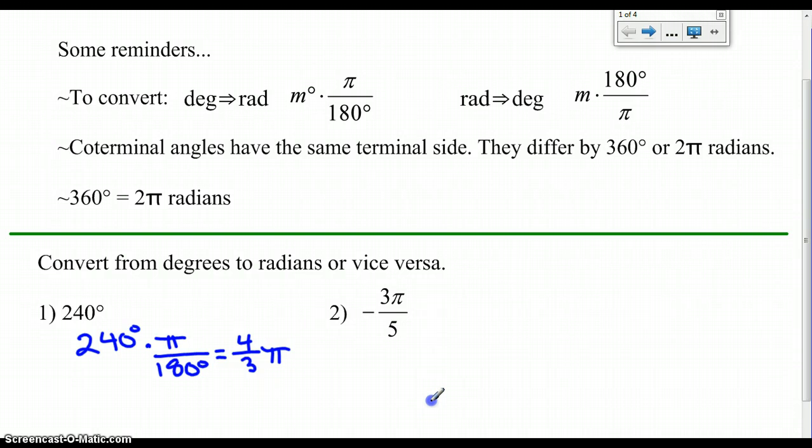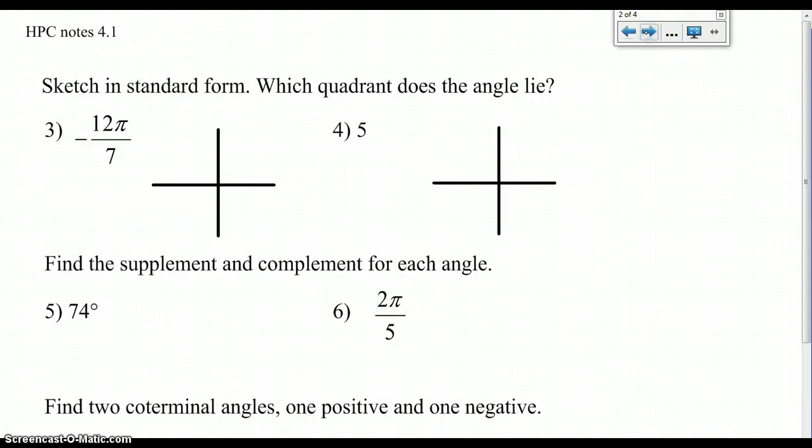Number 2 is written in radians. So to convert this one, we'll multiply by 180 degrees and divide by pi. Now what happens is the pi's will cancel, and so what we're left with is just simply -3/5 times 180 degrees, and that would give us -108 degrees. It's that simple. Conversion.